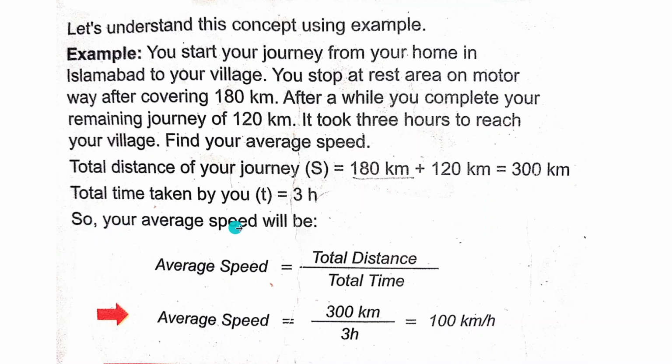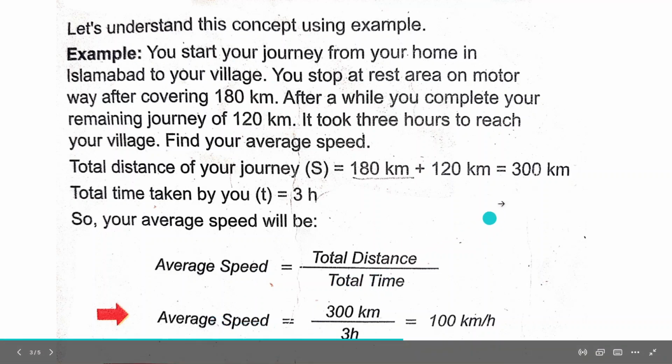So your average speed will be average speed equals total distance divided by total time. We have the distance as 300 kilometers and the time we have is 3 hours. 300 divided by 3 is 100. So the average speed of your car will be 100 kilometers per hour.